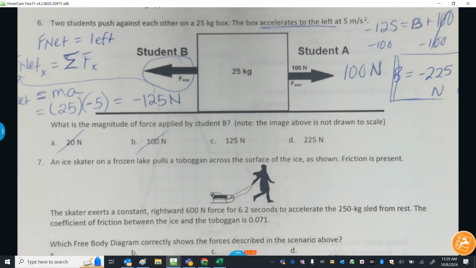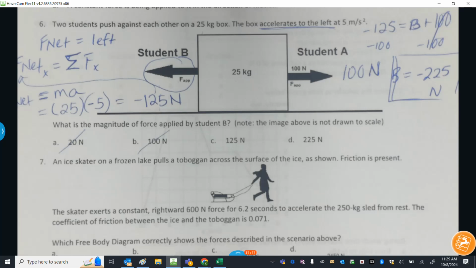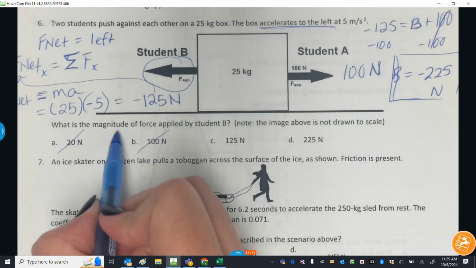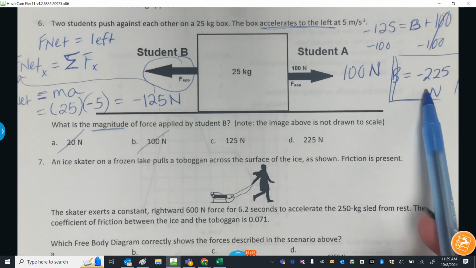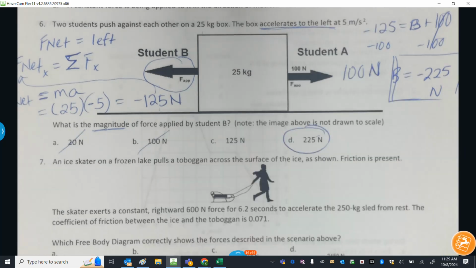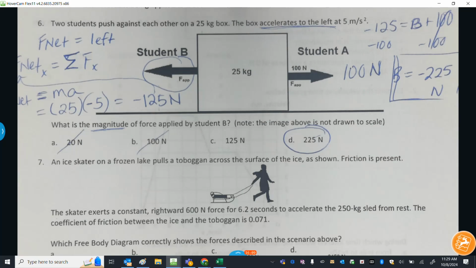Okay, but if I look at my choices, none of them are negative, and that's because it says what is the magnitude of the force applied by student B. It is to the left, that's where the negative is coming from, but the magnitude is 225 newtons, and so the answer is answer choice D. Does anybody have a question about number 6?